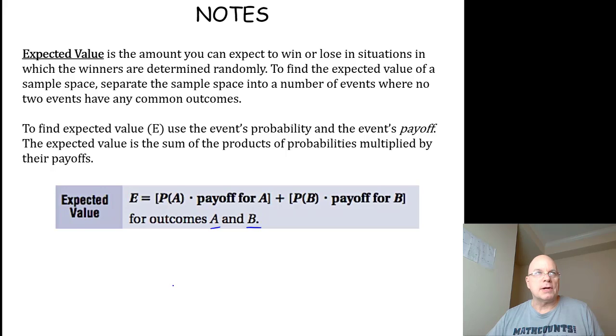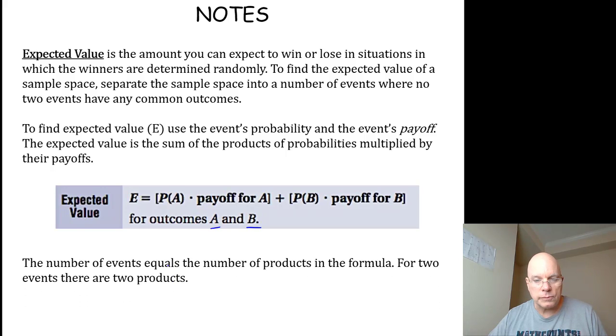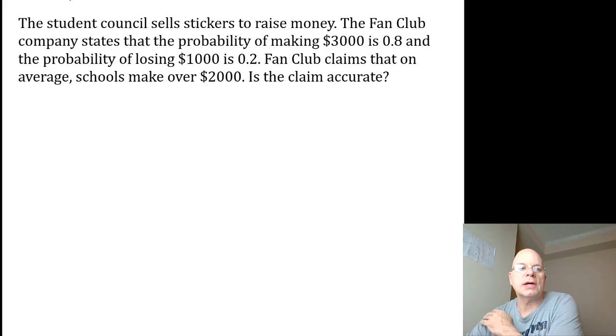If you think about the insurance example, if you're a person who calculates what the insurance companies should charge, there are so many possible outcomes that need to be considered. The number of events equals the number of products in the formula. For two events, there are two products. Many of these, there will be more than two. All right, so let's look at this example.